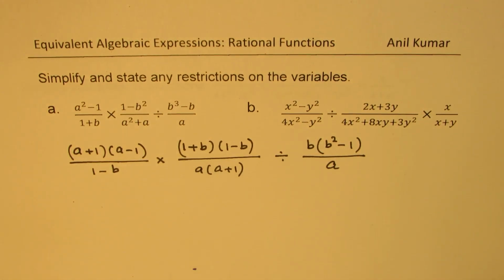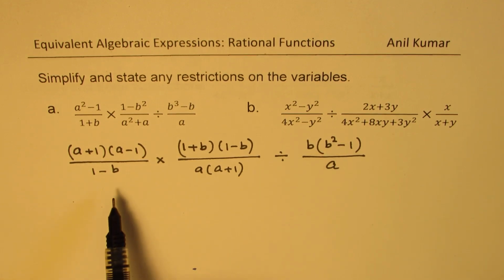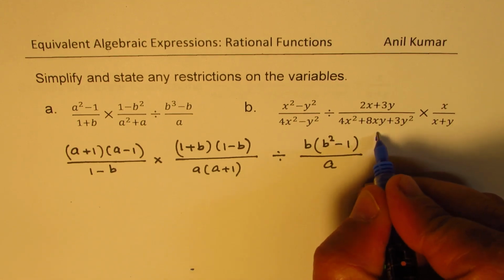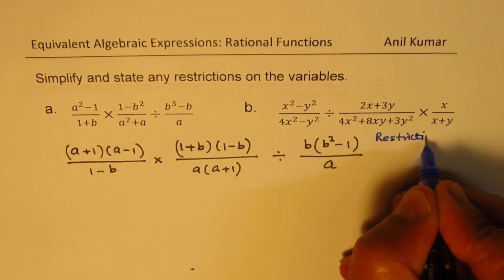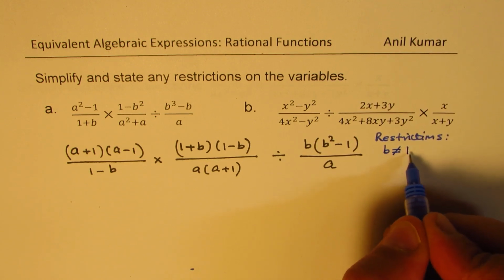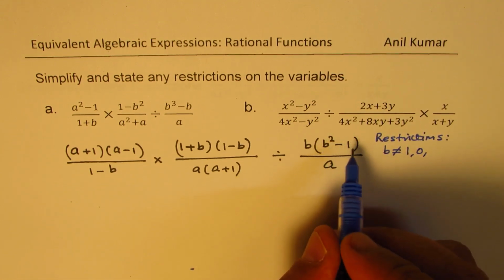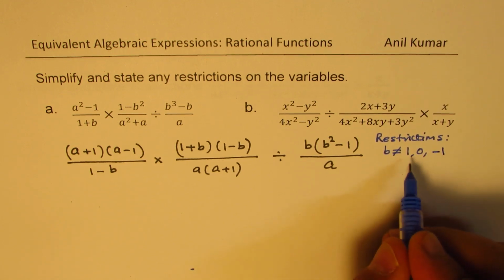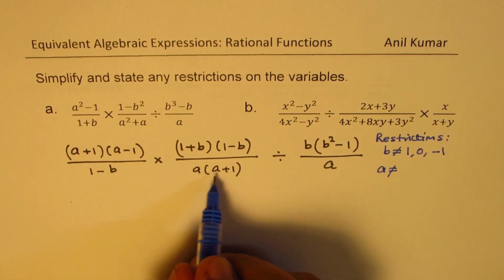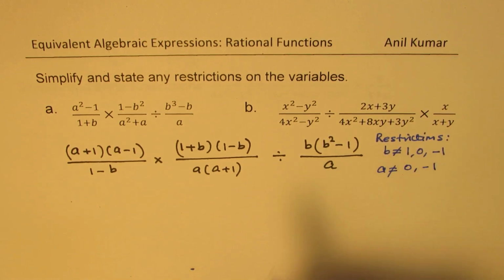Now, whenever you have to write restrictions for division, you have to write restrictions of both numerator and denominator, right? So let's write the restrictions first. Restrictions are, so first is b cannot be equal to 1. Here b cannot be equal to 0 and b is not equal to even minus 1. So b is not equal to 1 plus or 1 minus. As far as a is concerned, a is not equal to 0 or minus 1. So these are the 5 restrictions on the variables.